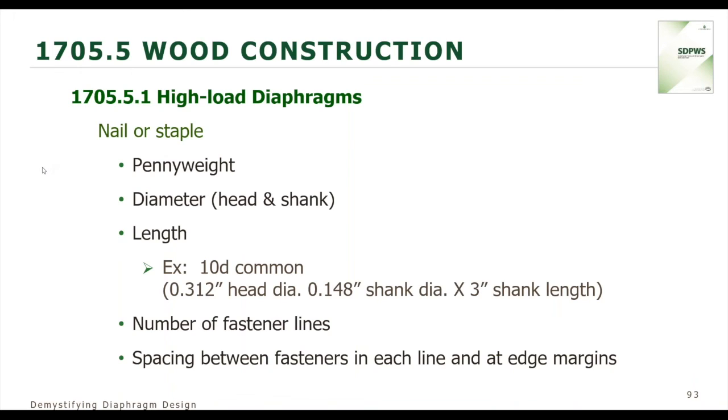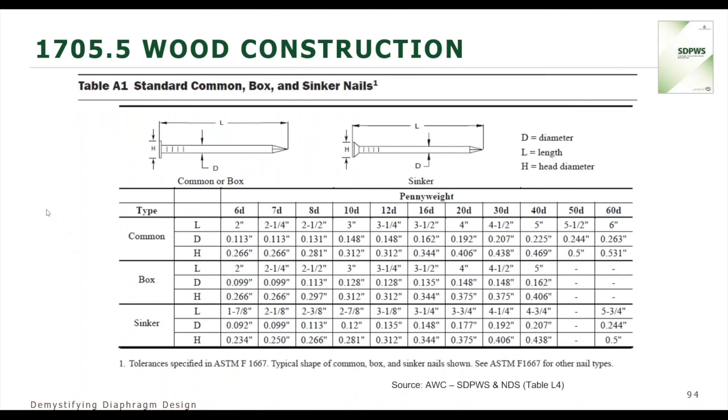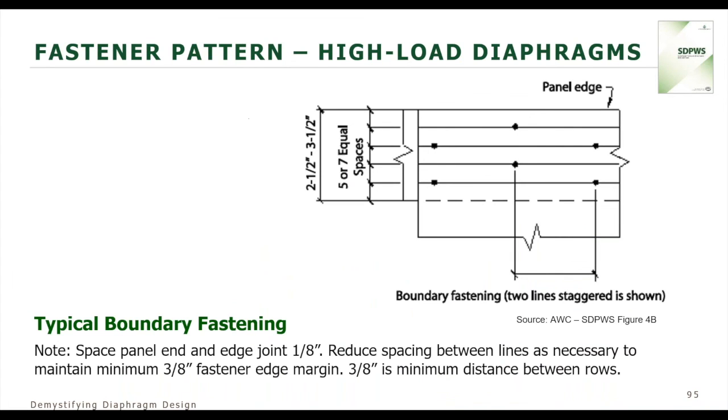Rather than just specifying penny nails, either for nails or staples, we would specify the penny weight, the diameter of the head and the shank, the length, and also you have to check the number of fasteners in a row and the spacing of the fasteners in each line. And to get more information on the nails, we have a handy table, table A1, that provides information on standard common, box, and sinker nails. We also have details in the wind and seismic provisions that show you the actual spacing of the nails and the staggering of the nails.